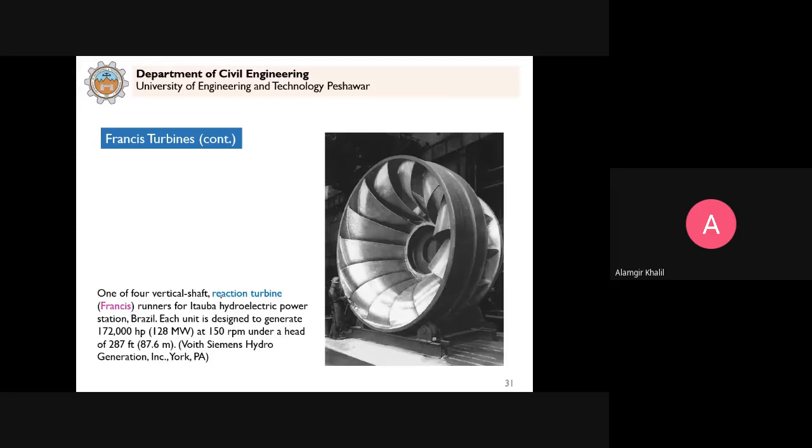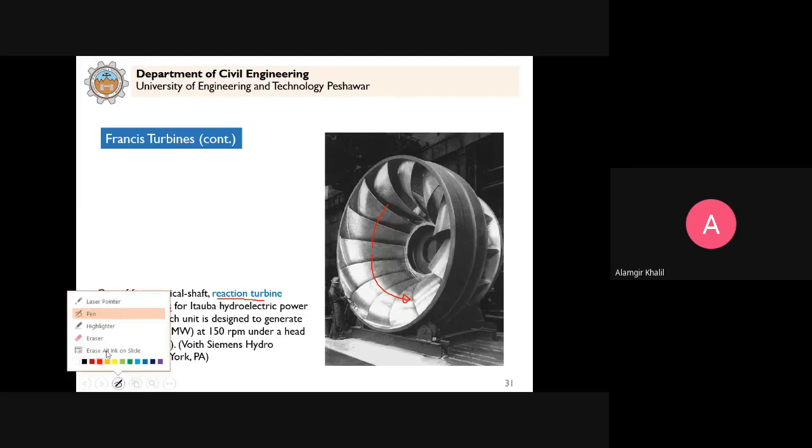This is the runner, as I showed you before, the runner of the Francis turbine. The water will enter at the center. They will rotate these vanes. These are the vanes or blades. They will rotate. And then because of rotation of the vanes, the shaft of the generator will be rotating. And this is how the hydraulic energy is converted into mechanical energy. So this is the runner of Francis turbine.